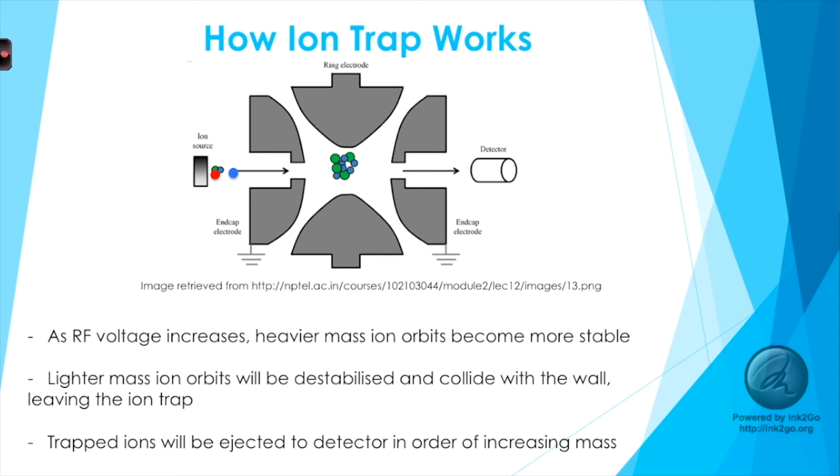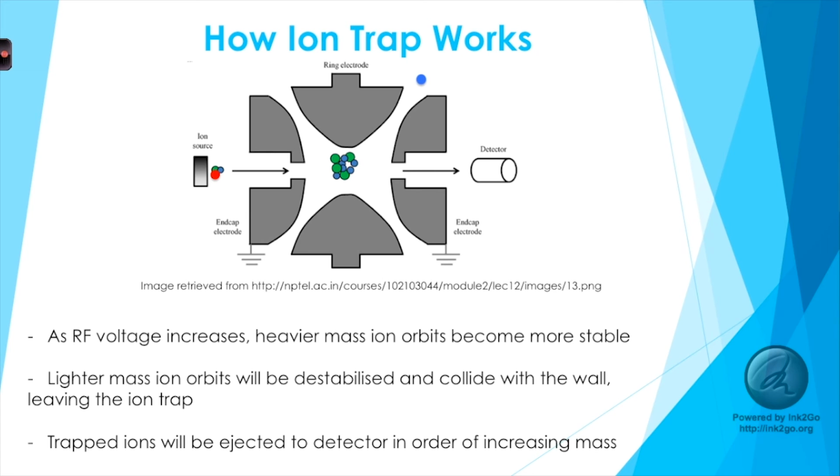As the radio frequency voltage increases, the heavier mass ion orbits become more stabilized, and the lighter mass ion orbits become less stabilized. This causes the lighter mass ions to collide with the walls, thus eliminating the possibility of them getting to the detector. For example, take the blue ion here as an unwanted ion. This will be its trajectory.